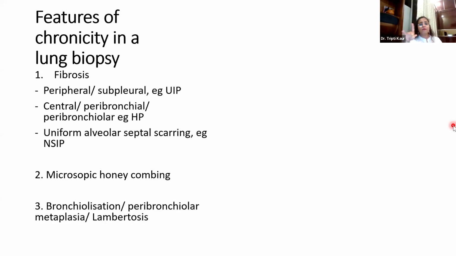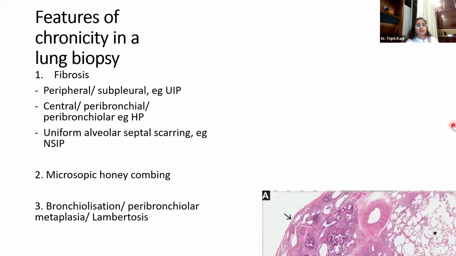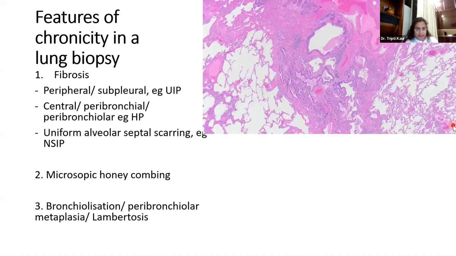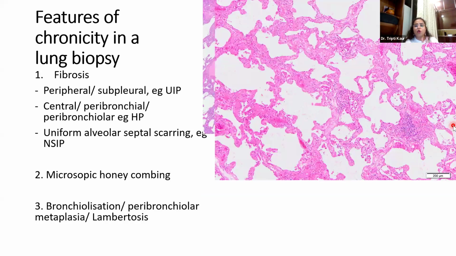So fibrosis can be peripheral or subpleural. The prototype is UIP. This is a UIP case in which you can see the subpleural kind of fibrosis. Then the fibrosis can be central, peribronchial, or peribronchiolar, as in the case of hypersensitivity pneumonitis. And then another point is uniform alveolar septal scarring, which you generally see in non-specific interstitial pneumonitis. So subpleural is UIP, central is hypersensitivity pneumonitis, and uniform alveolar septal scarring is NSIP.